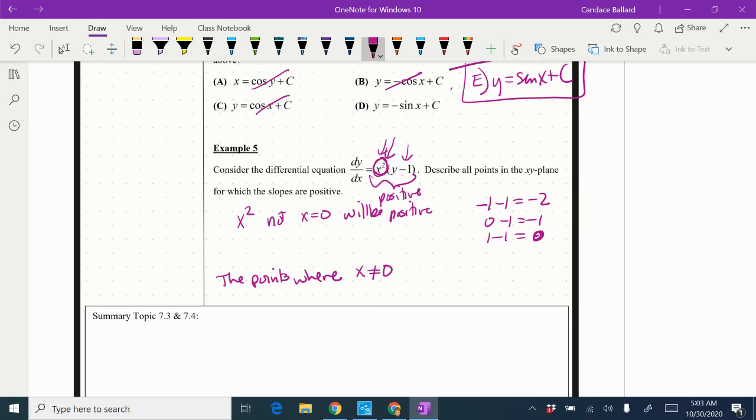And I need it to be a positive number, because it says the slopes are positive. So let's try 2 minus 1, which is a positive 1. 3 minus 1 is a positive 2. So it looks like as long as y is bigger than the number 1, right? Because that's what, I'm sorry, it was this here. Bigger than that number 1, I will always get a positive number. So where x is not equal to 0 and where y is greater than 1, yield slopes that are positive.